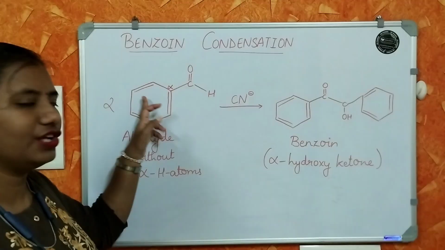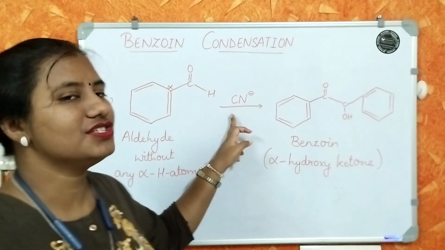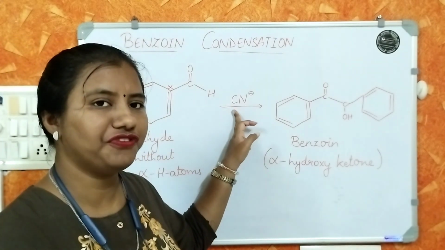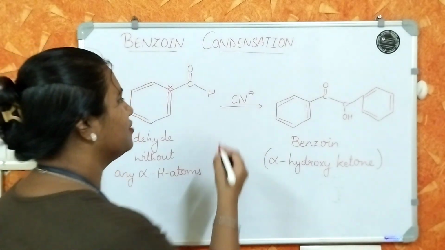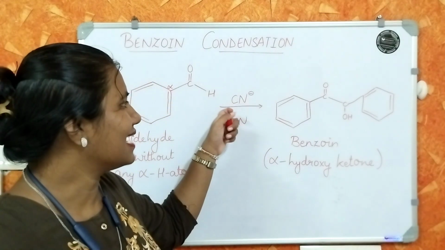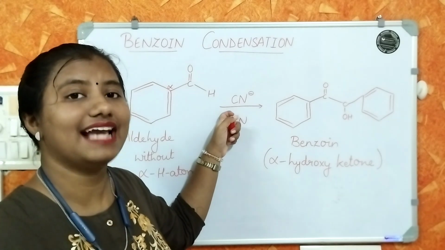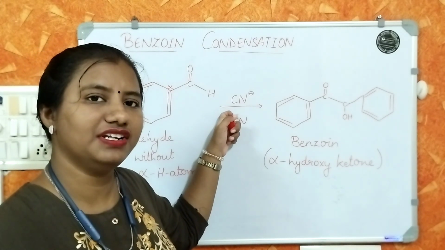Now, such a molecule, that means two molecules of such an aldehyde, in presence of a nucleophile. The nucleophile we are going to use is cyanide ion. This cyanide ion would be coming from KCN, and this cyanide ion is going to act as a catalyst over here. That means it is going to get regenerated at the end of the reaction.